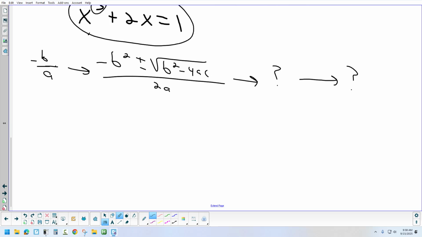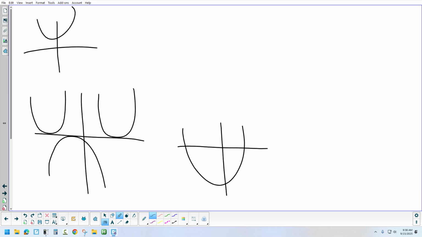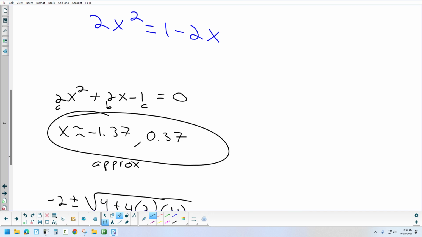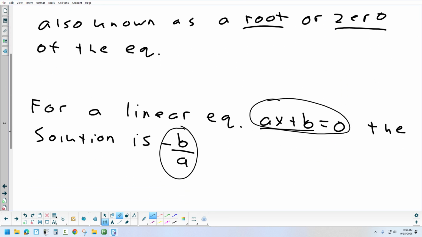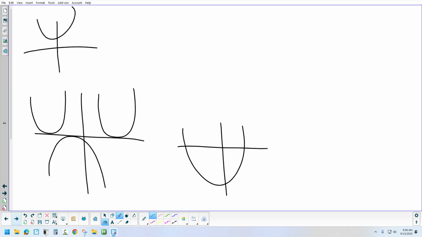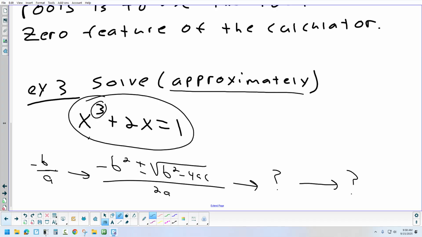Now, when we solved the last problem, look at how we got it set up. When we solved the one before that, look at how it was set up. Now, let's look at this one. What do you think I'm going to want to do to this equation first before I type it into the calculator? So it's set up similar to the last 2 problems.